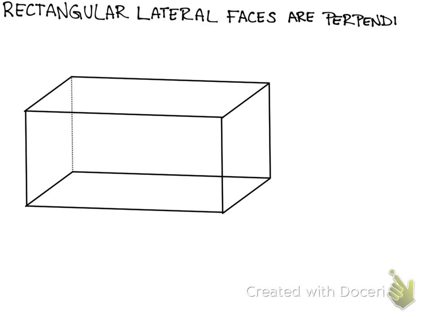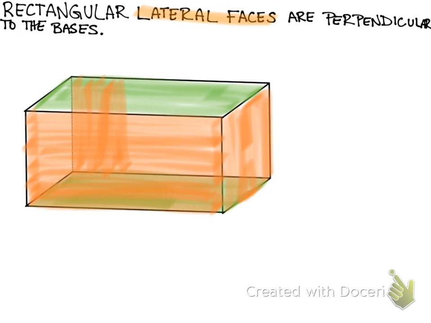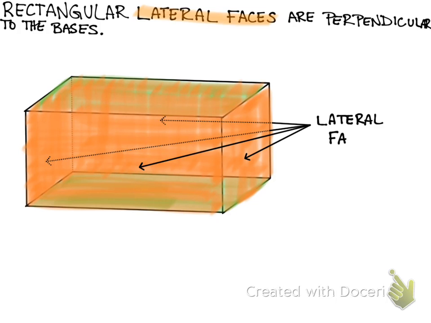Rectangular lateral faces are perpendicular to the bases. So if the bases are the green parts, then the orange side walls all around are the lateral faces. So it includes everything except for the top and the bottom, which we said were the bases.